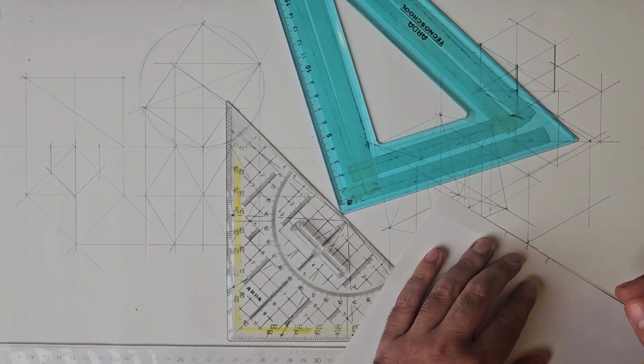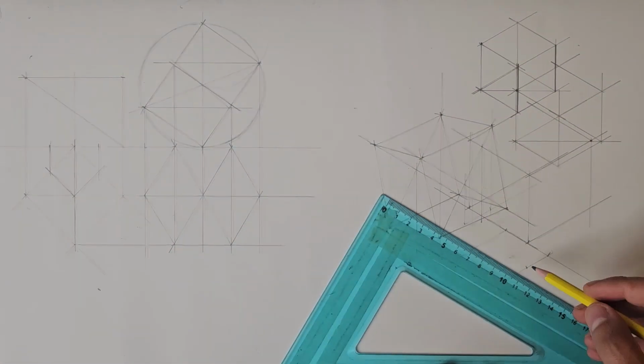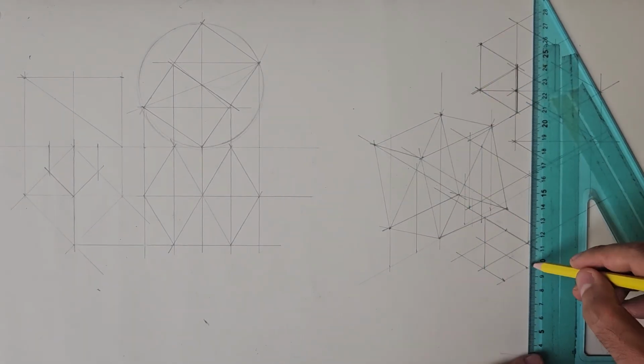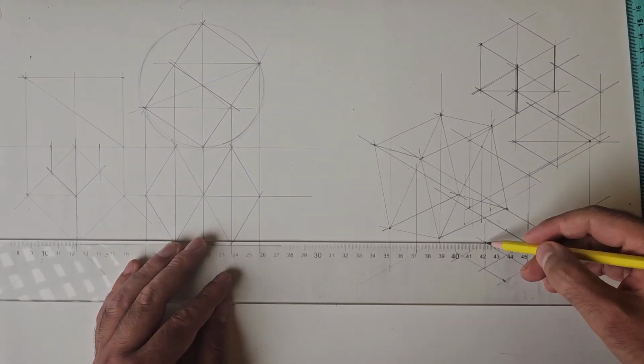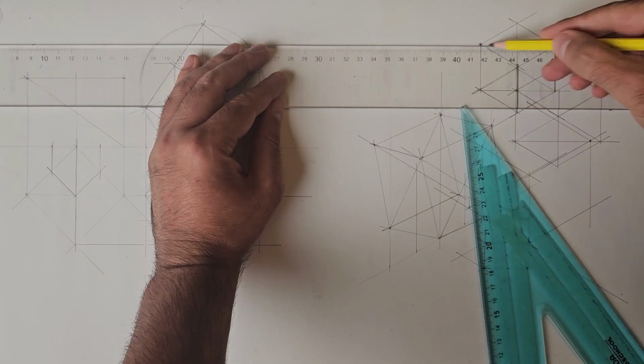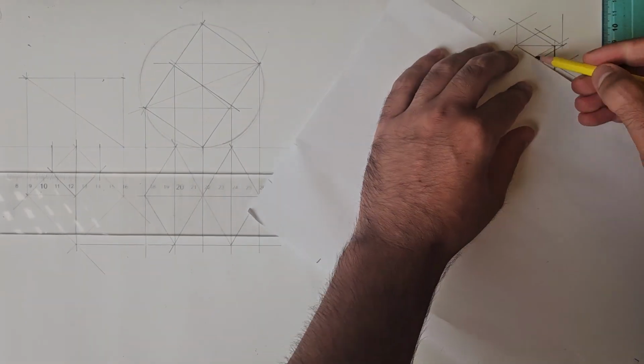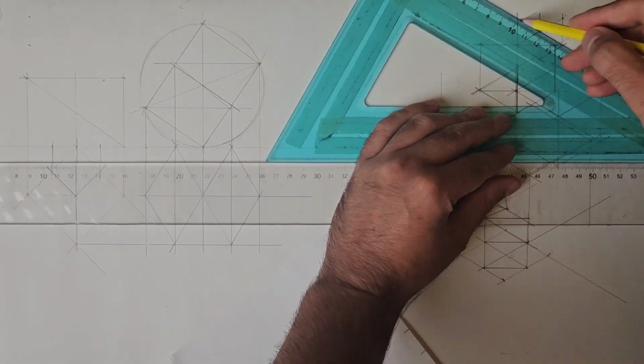Next up I'm going to draw a cube rotated at 45 degrees. The cube rotated at 45 degrees looks something like this. Again, a bit of a skill set needed to draw this.